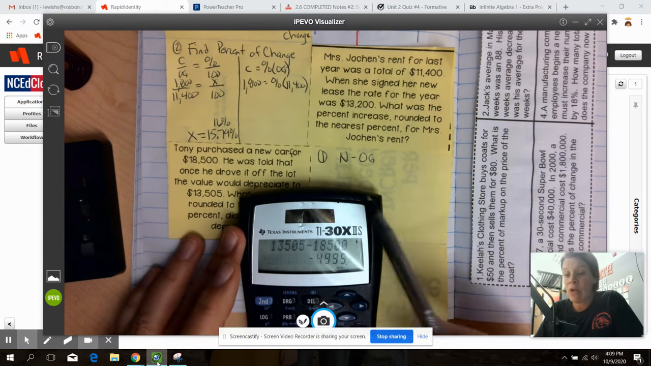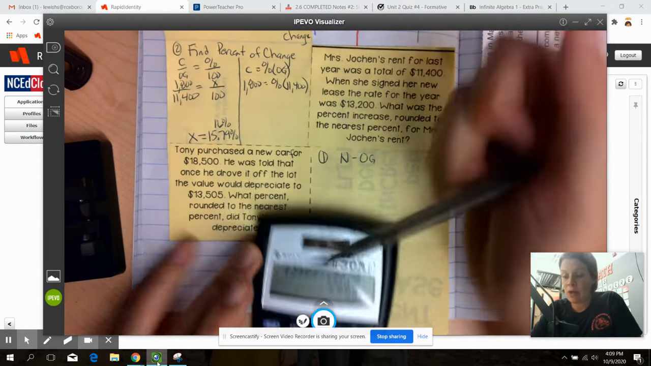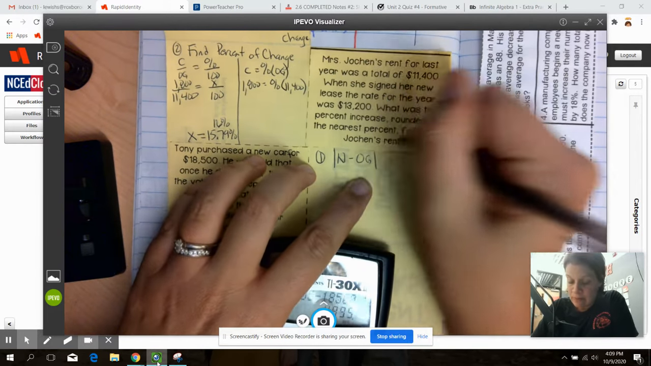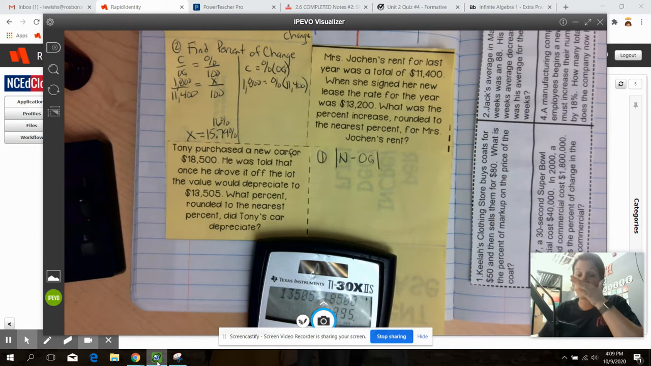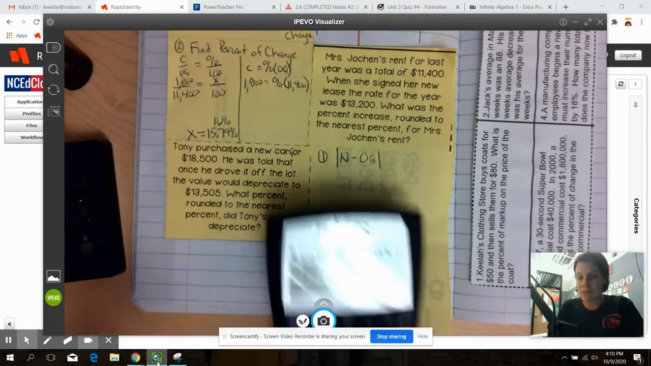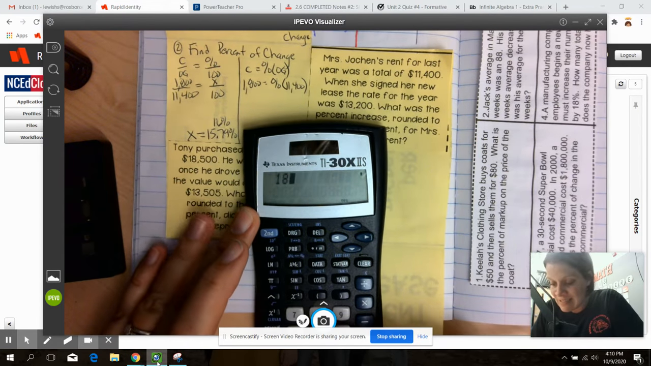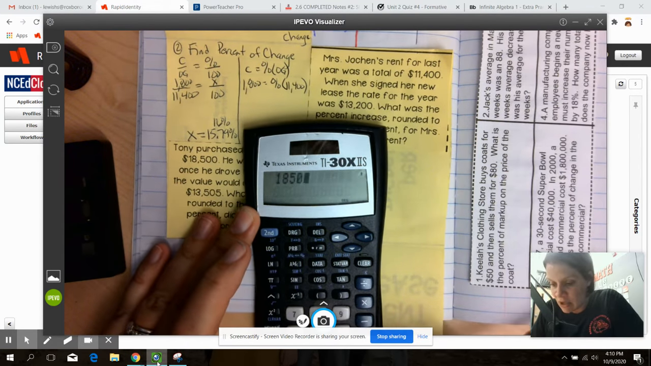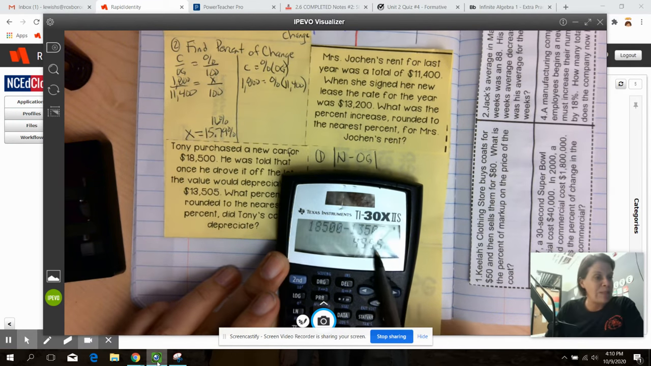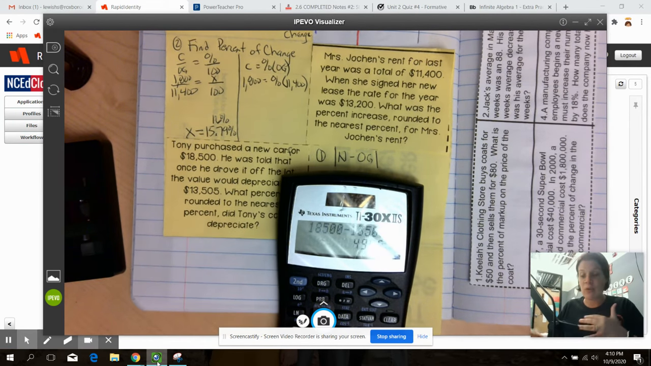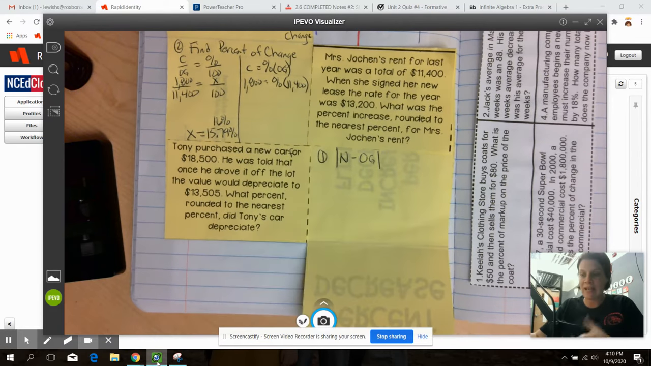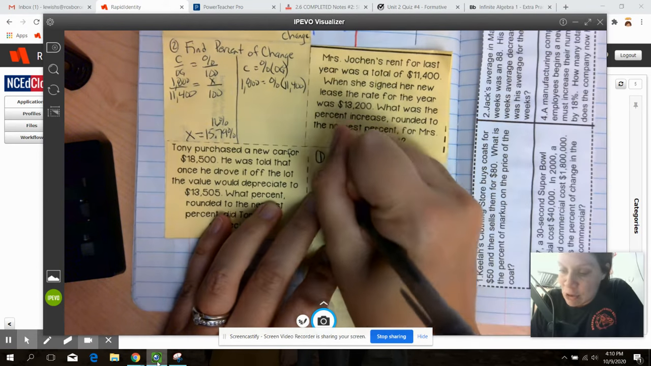Now, I told you with using your absolute value, it's going to change it to positive. But I want to show you this. This time we put the 13,505 in first. If I just flip it, 18,500 minus 13,505, you're going to get the exact same thing, but it's positive. So don't stress about the new and the original when you're trying to find the change. Just go ahead and find the bigger one and subtract the smaller one.